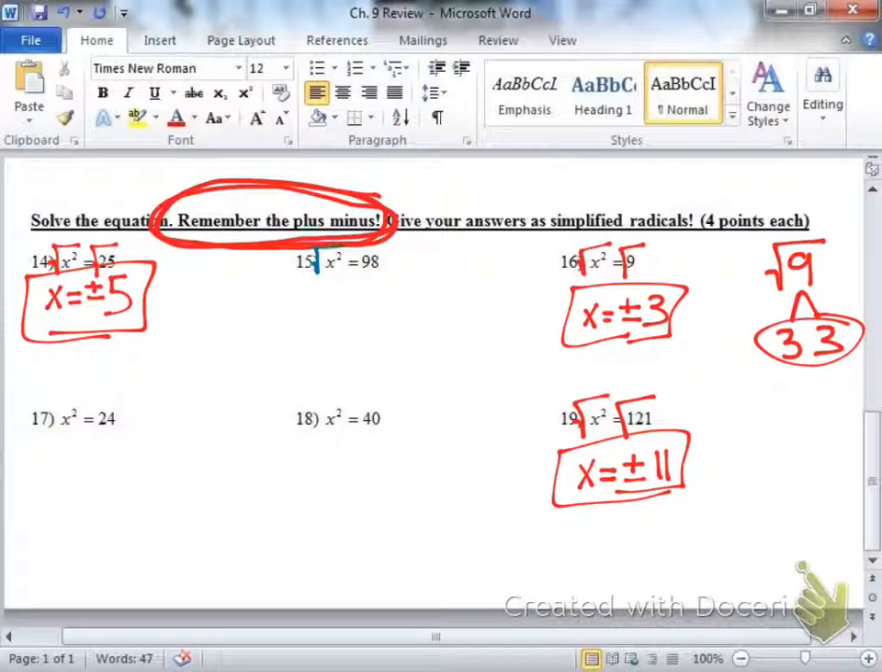15 is not a perfect square, but the setup is the same. We're going to take the square root of both sides. That leaves me with x equals plus minus. Now, you can either do the tree right from this number, or for these, I usually do the tree off to the side.